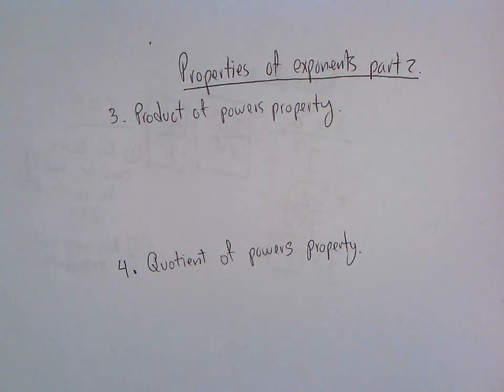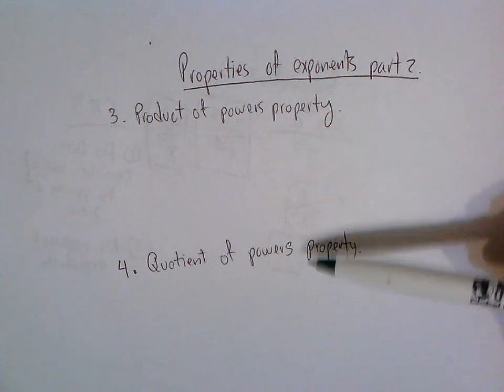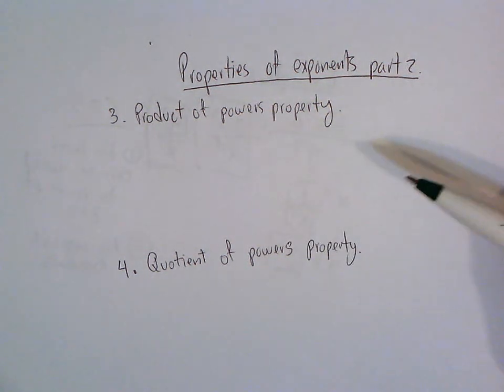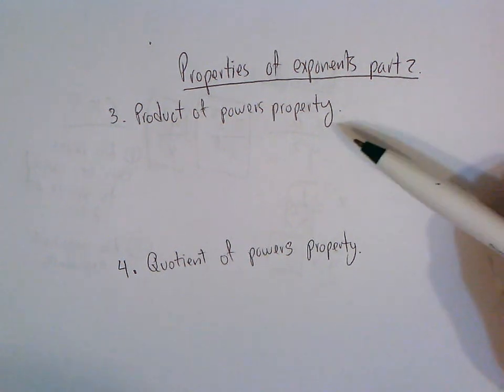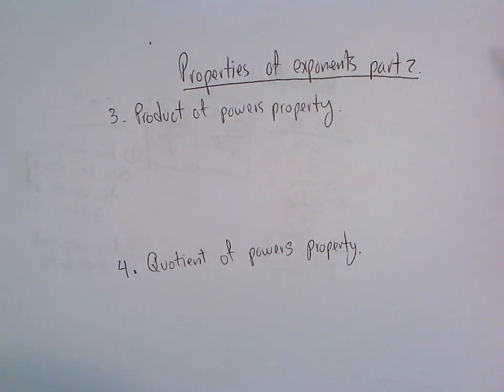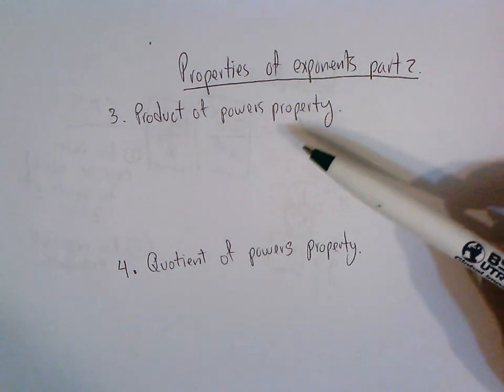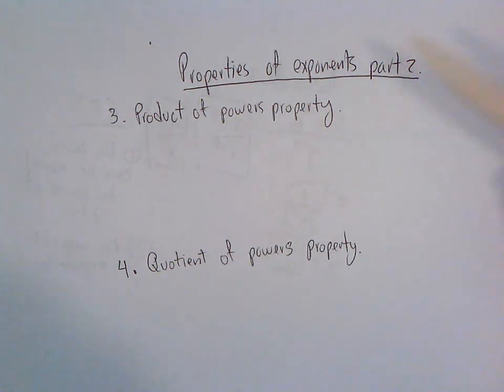Okay, this is the second part to properties of exponents, and in this video I'm going to discuss two other properties that we have. The third property is the product of powers. What this says pretty much is that if you're going to multiply powers with the same base, just add the powers. And this is what it means.